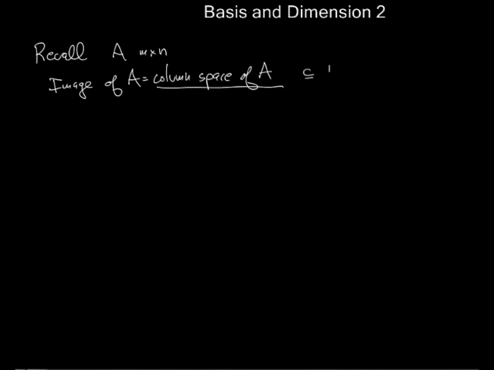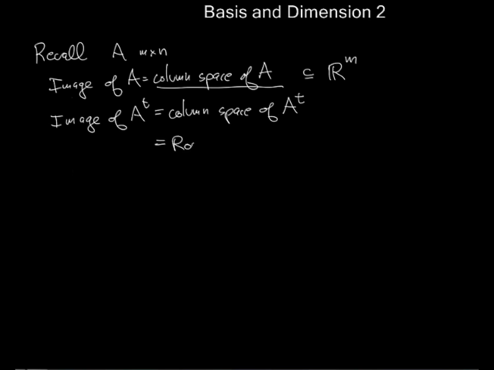Now one last thing about this is, so we're working with this m by n matrix. So remember, the image of a matrix is the same thing as its column space. And that's a subspace of the target space, Rm. And look at the image of A transpose. Well, that's the column space of A transpose. And that's a subspace of Rn. And, well, the column space of A transpose is the same thing as the row space of A.